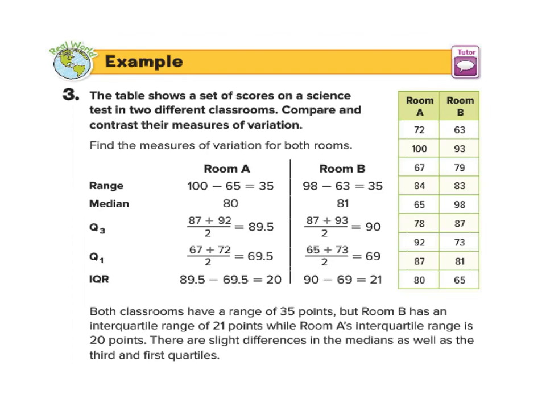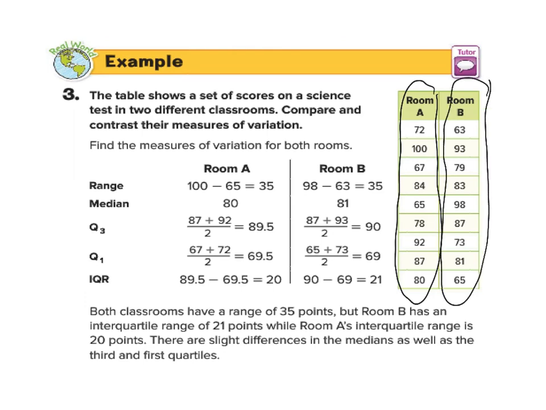All right, take a look at example 3. Example 3 is on the bottom of 831. Sometimes they're going to have you compare the different units or measures of variation between two groups. So they'd have you do room 1, or room A, and room B. So you would find all the measurements for room A. Do you see how they did that? They found the range by taking the biggest minus the smallest. They found the median.